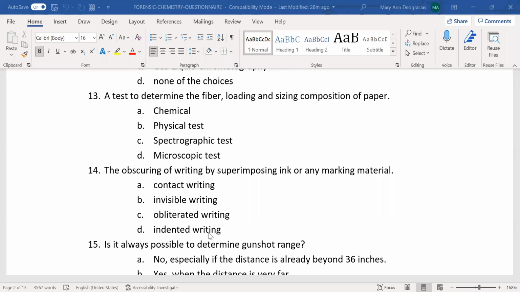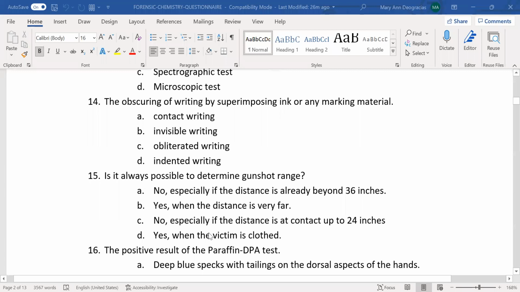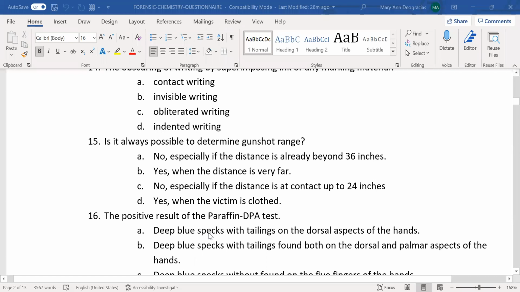Okay, number 15. Is it always possible to determine gunshot range? Okay, our choices. A, no, especially if the distance is already beyond 36 inches. B, yes, when the distance is very far. C, no, especially if the distance is at contact up to 24 inches. D, yes, when the victim is close. Anong sagot dyan? Okay, eto mga suntok sa buwan na tanong to guys eh. Letter A, yes, Wendell, very good. No, especially if the distance is already beyond the 36 inches.